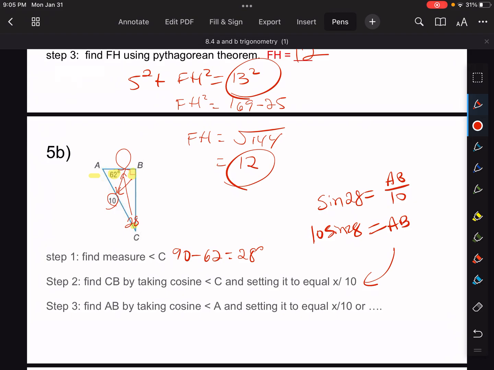And then to find my final piece, I can either use the Pythagorean theorem with my answer from step 2, or I can just use the fact that that's the same thing as cosine. So cosine of 28 degrees would be equal to BC over 10. So BC would be equal to 10 times the cosine of 28. Whatever that comes out to would be your BC.